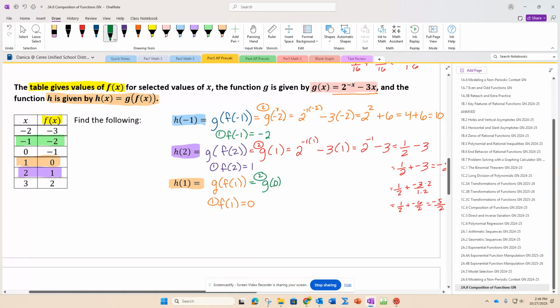So now we plug in 0 to our g function. We get 2 to the power of negative 1 times 0 minus 3 times 0. Anything times 0 is 0, so this becomes 2 to the power of 0 minus just 0. And we know that anything with an exponent of 0, the whole power equals 1. So this is 1 minus 0, which becomes 1. All right, let's see what is next.